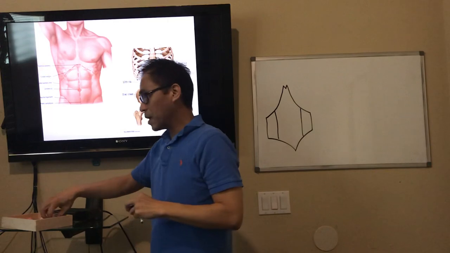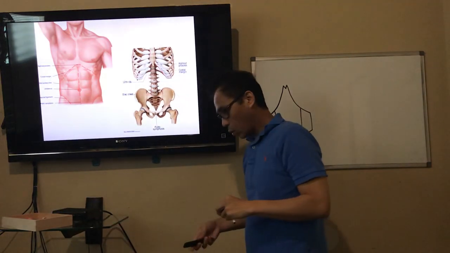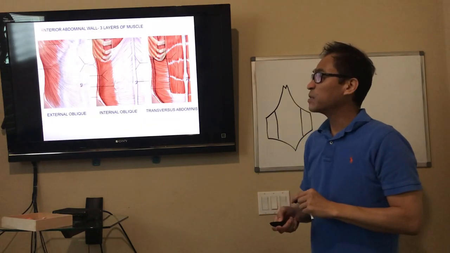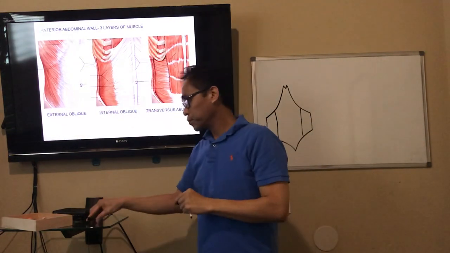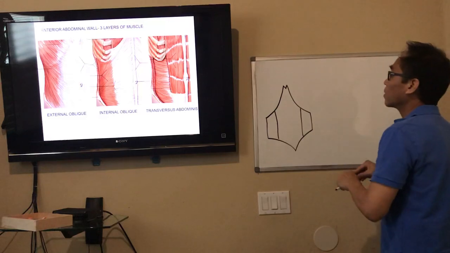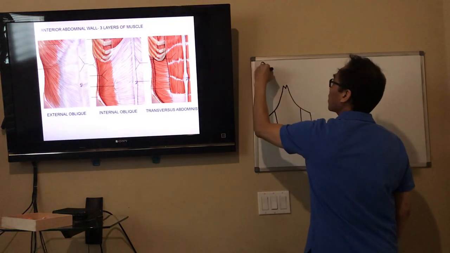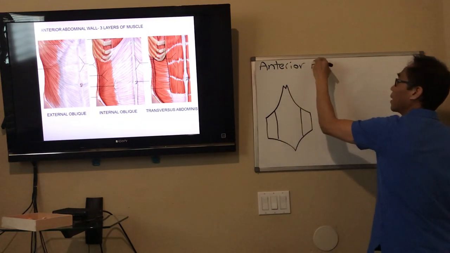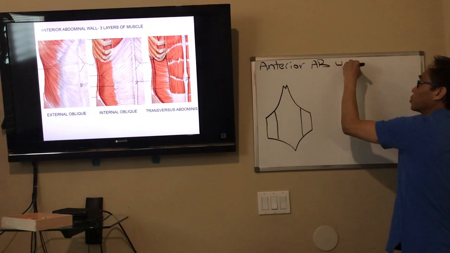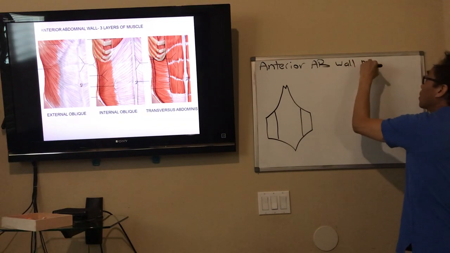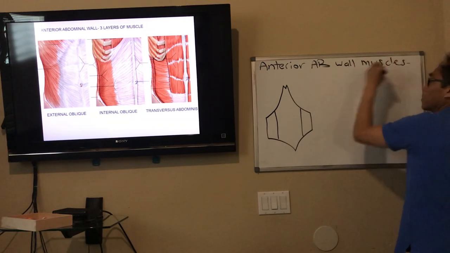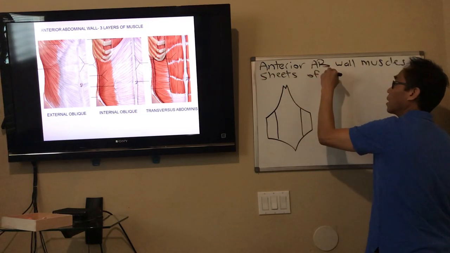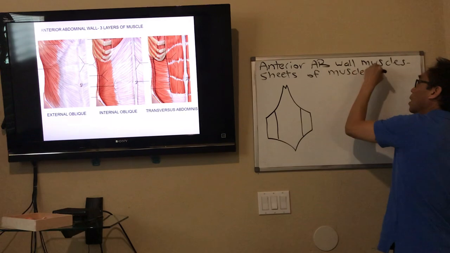Because what we'll see is the muscles of the anterior abdominal wall, anterior ab wall, short for abdominal, are sheets of muscle, and they comprise three layers.